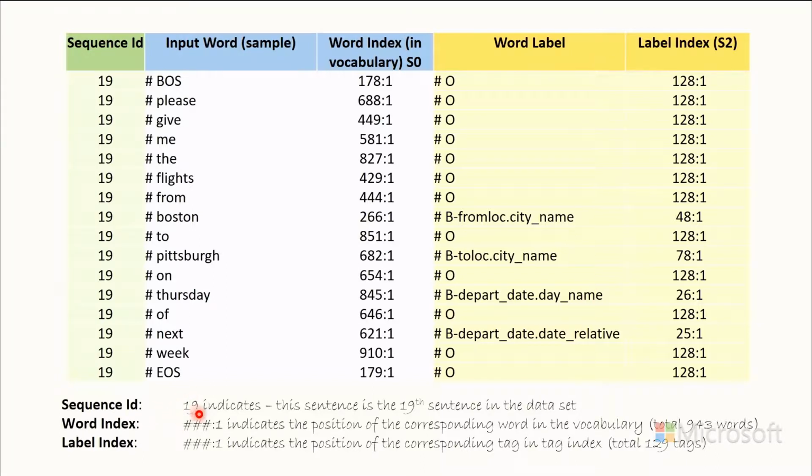So again, the sequence 19 indicates this sentence is the 19th sentence in the data set. Word index, whatever number followed by :1, indicates the position of the corresponding word in the vocabulary. There are a total of 943 words, and corresponding to those words, this number, which is followed by :1, again indicates one of these numbers here, which would be the location or the index of that particular label in the labeled set of vocabulary, if you might say, and the corresponding tag in the tag index, which would be a total of 129 tags here.